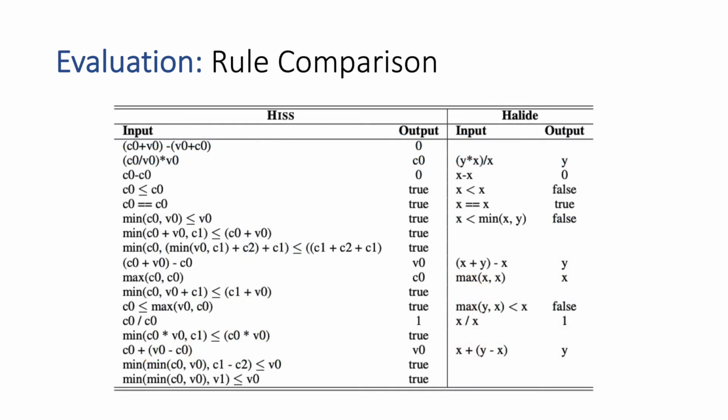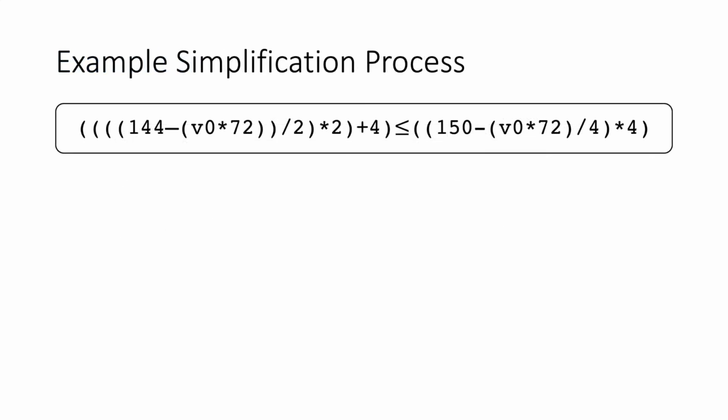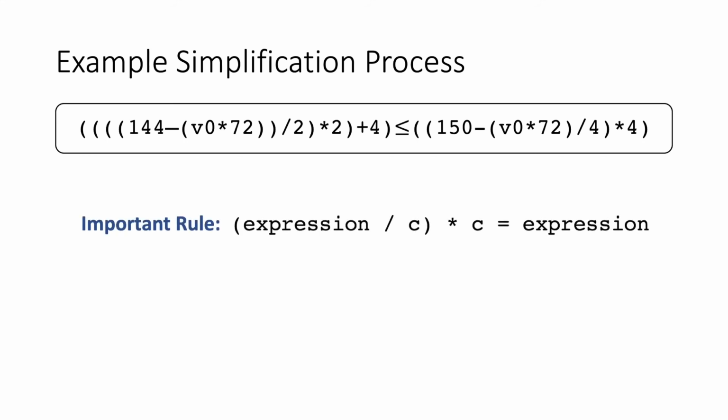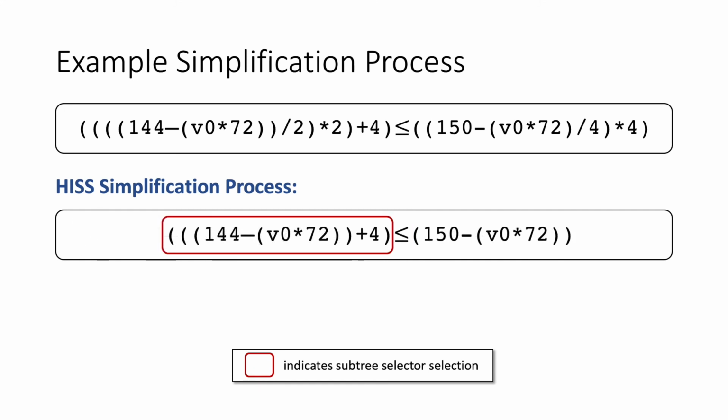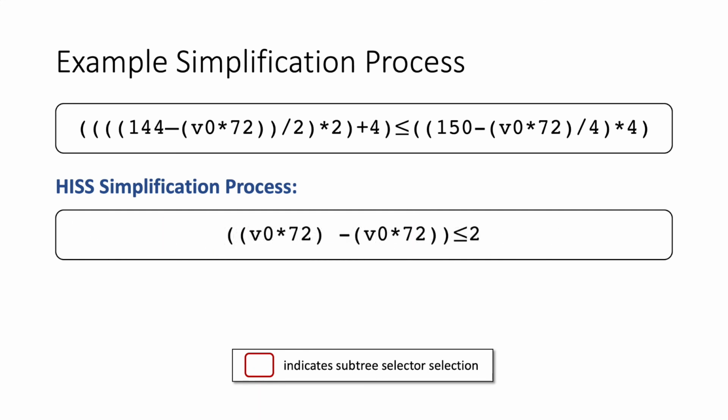Here is a comparison between the simplification rules discovered by HIS and the human predefined rules in Halide. As can be seen, HIS finds a lot more rules, many of which cannot be deduced from the human predefined rules. Let's look at the simplification process on an example expression. An important rule to simplify this expression is that an expression divided by a constant and then multiplied by the same constant should be equal to the expression itself. As can be seen, HIS learns this rule, and thus can reduce the expression to its simplest form.